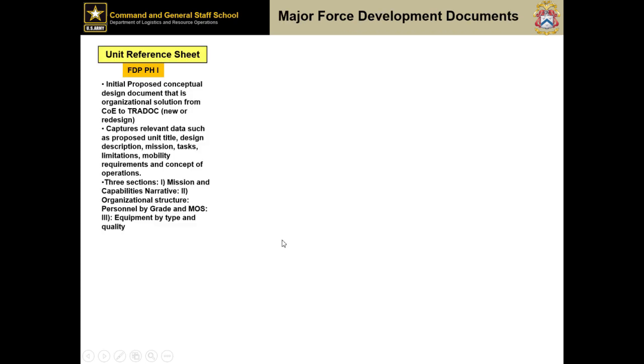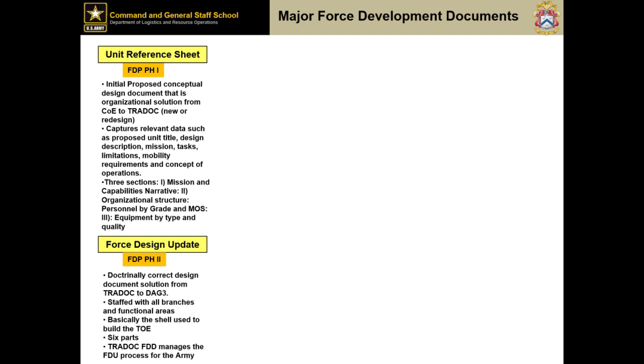First thing we're going to talk about is put everything into context. You have to understand some basic terms. And there are four basic documents we need to understand. I'm going to cover a fifth, but there's four documents we need to understand in the first three phases. The first is a unit reference sheet. And it's just a proposed conceptual design. It's the very basics of what this organization that we're going to develop or modify needs to be able to do. It's very simple. It's the basic skeleton.